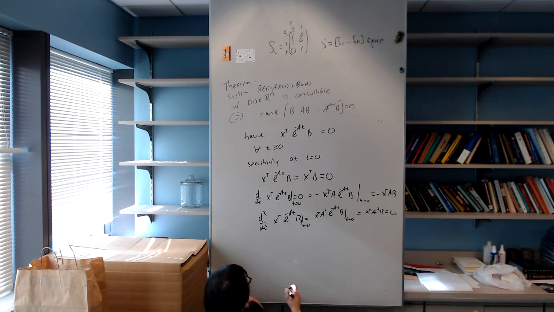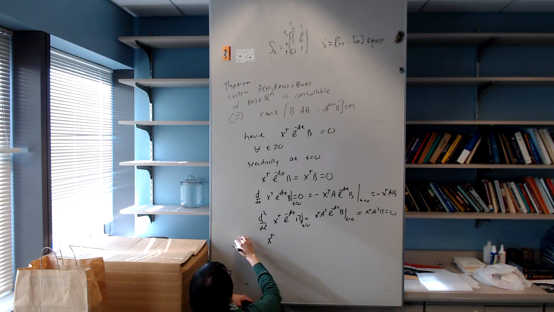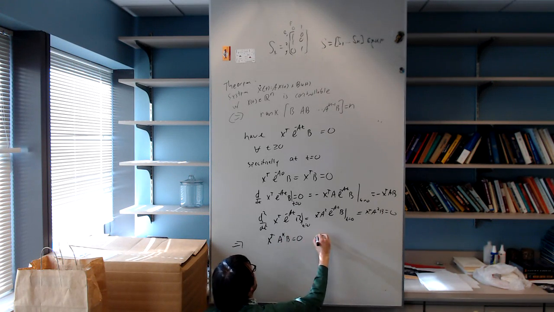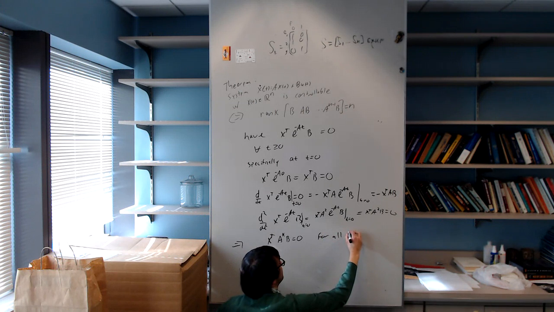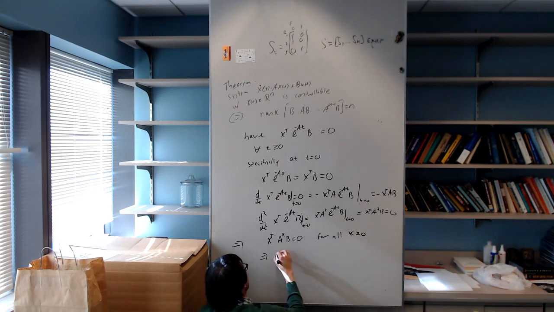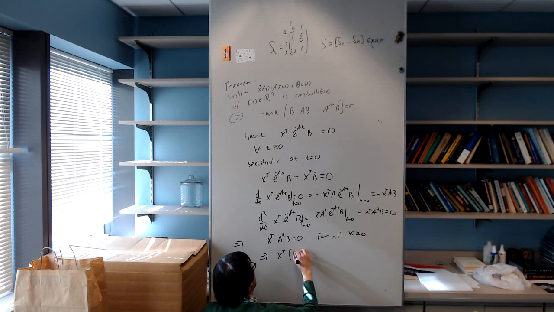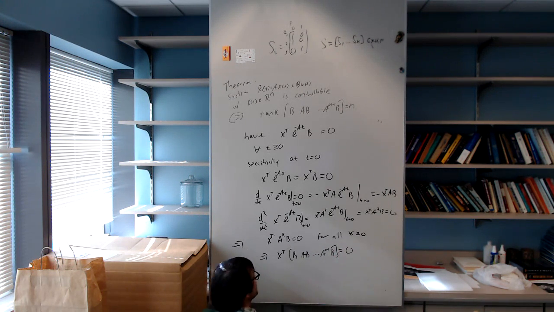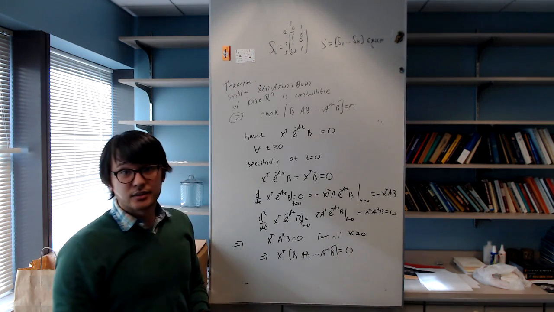And what we found, continuing this pattern, is that x transpose a to the k b is equal to 0 for all k greater than or equal to 0. And so that's going to imply that x transpose times the matrix b, ab, up to a to the n minus 1 b is actually equal to 0. All right, cool.